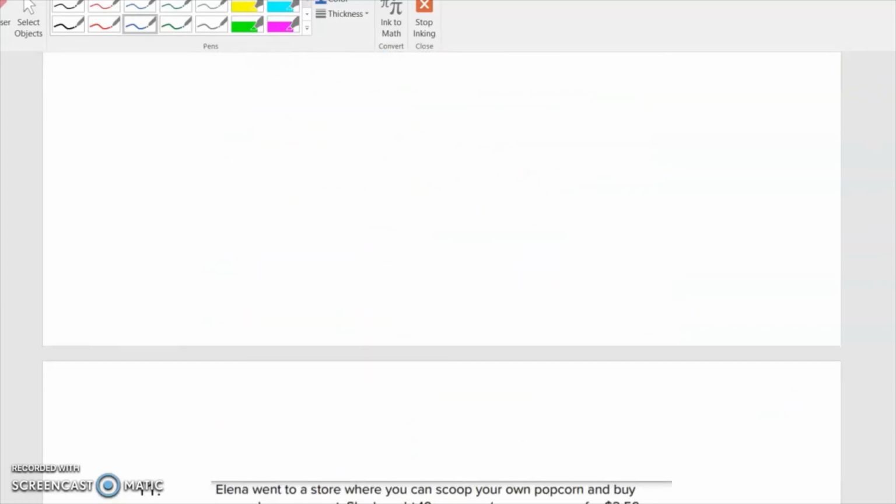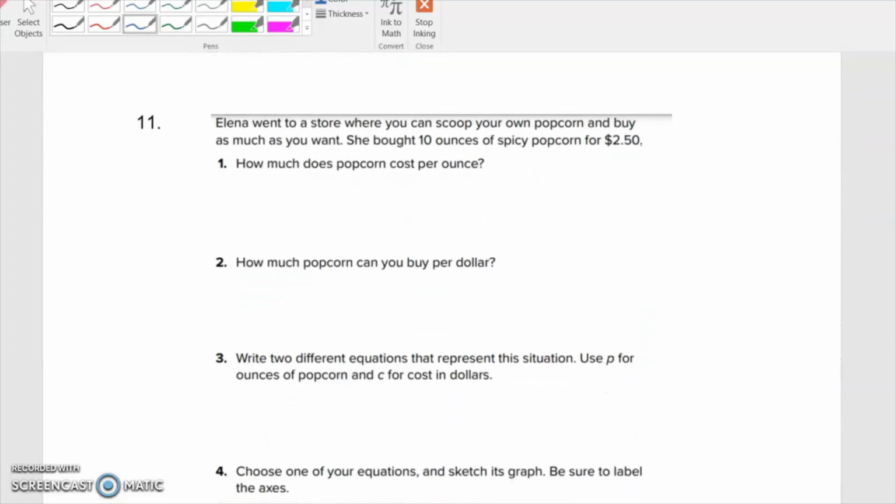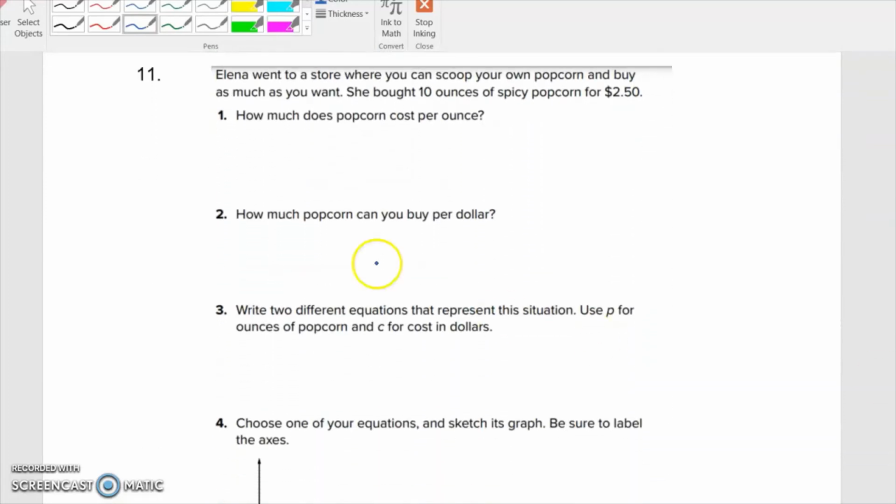Okay, moving on then to the last problem. It says, Elena went to a store where you can scoop your own popcorn and buy as much as you want. She bought 10 ounces of spicy popcorn for $2.50. Number 1 asks, how much does popcorn cost per ounce? Number 2, how much popcorn can you buy per dollar? Write equations for those for number 3, and then sketch their graphs.